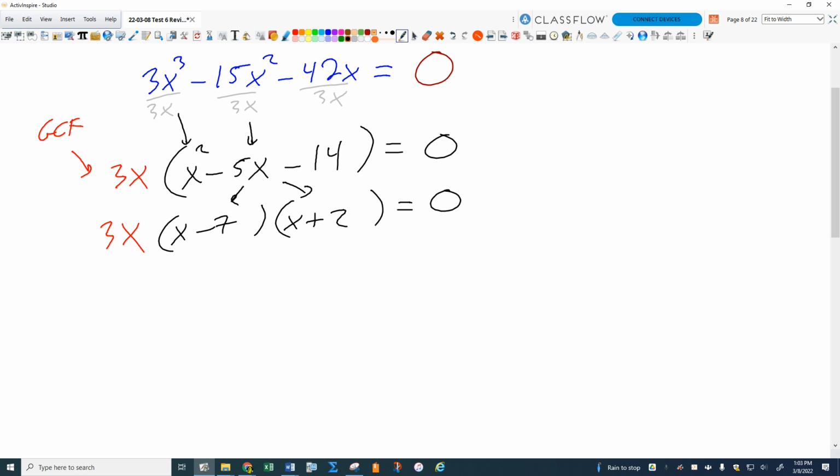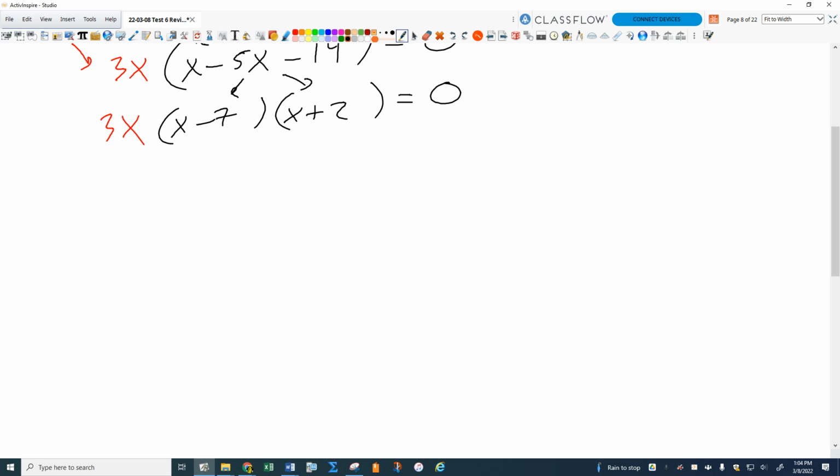Now I've got it broken apart into a product of 3 factors. The product can only equal 0 when the factors are 0. So I just have to find for each of those factors that has a variable in it. And they all have a variable, don't they? 3x has a variable, x minus 7 has a variable, x plus 2 has an x also. I got to figure out what are the values of x that would make that factor 0. Okay, the first one is actually the easiest one, even though it may not seem that way at first. 3 times what is 0?